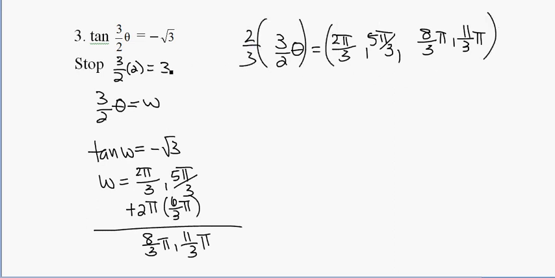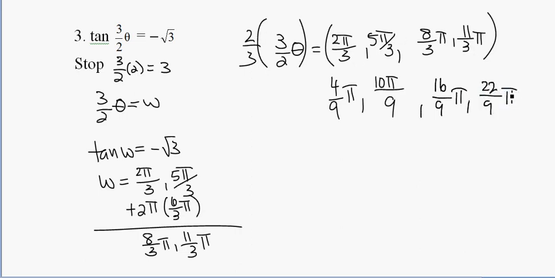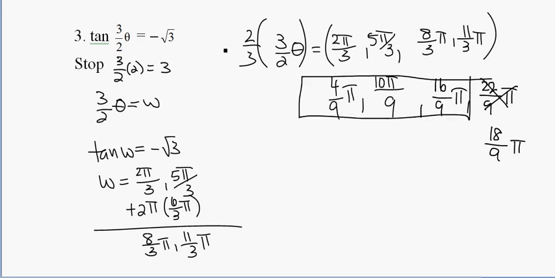Again, I said earlier we're only going to have 3 answers, so one of these is going to be no good. So 2/3 times 2/3 is 4 thirds pi. 2/3 times 5 thirds is equal to 10 pi ninths, and this is not thirds, that's ninths. 2/3, so that's 16 ninths pi, and 2 times that is going to be 22 ninths pi. Now again, in terms of ninths, 2 pi is going to be 18 over 9 pi. So 16, 10, and 4 are all in between 0 and 2 pi. 22 pi is too big. So here are my 3 answers for tan 3 halves theta equals negative radical 3.